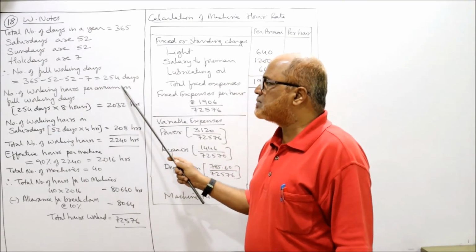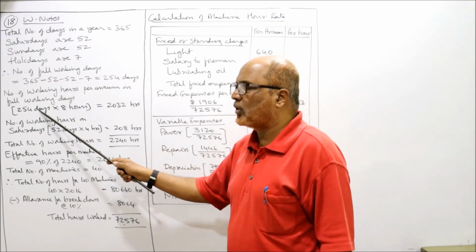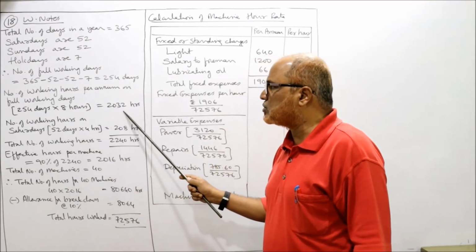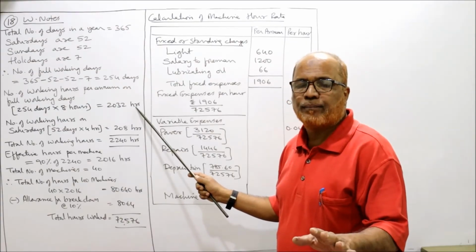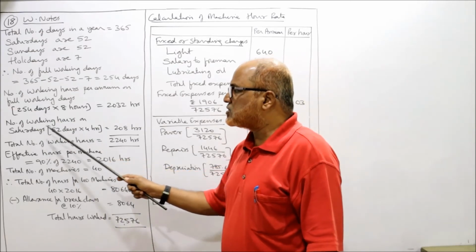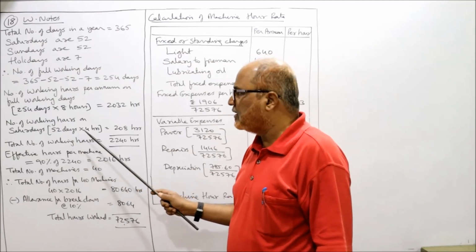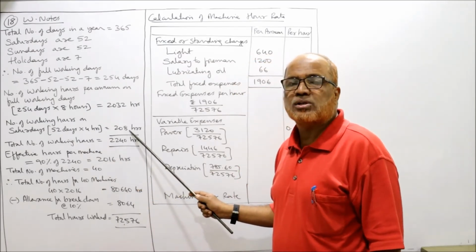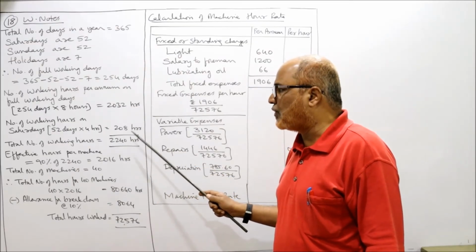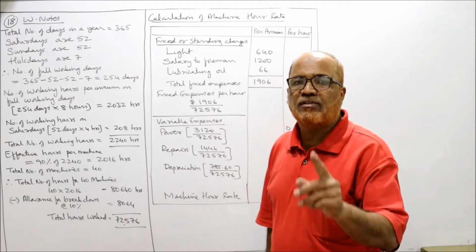The number of working hours per annum on full working days. Full working days are how many? 254 days. And every day how many hours? 8 hours. So 254 into 8, 2032 hours on full working day. And Saturday we have only 4 hours. So number of working hours on Saturdays: 52 Saturdays we have in 1 year, and every Saturday 4 hours. So 208 hours on Saturdays. So total number of working hours in a year is 2240 hours. So each machine will work for 2240 hours in 1 year.